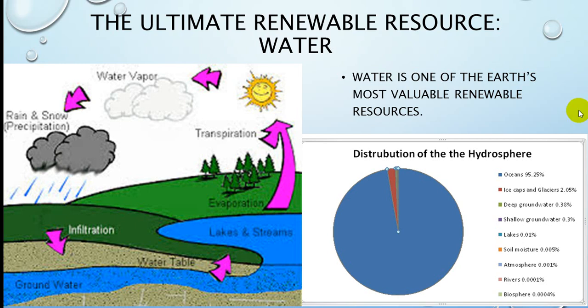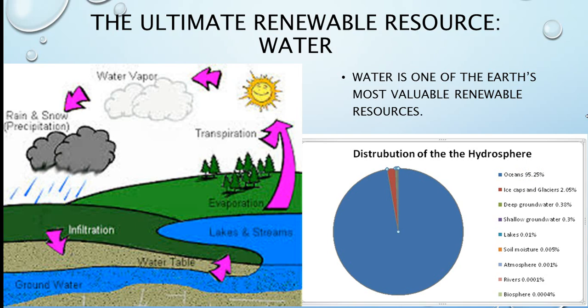But you're going to see over here on the right, this graph is showing you that the vast majority of the water that we have on the earth, 95.25%, is salt water. Yikes. Can we drink salt water? No, don't drink salt water. So that means that the rest of the water out there, less than 5%, is what is known as fresh water and known as potable. I mean, you can drink it.